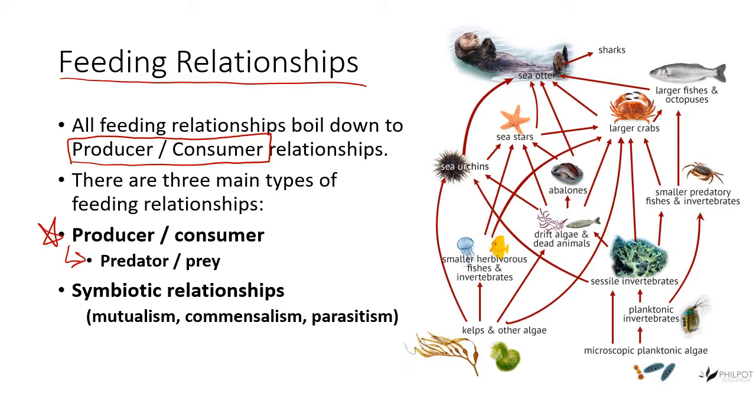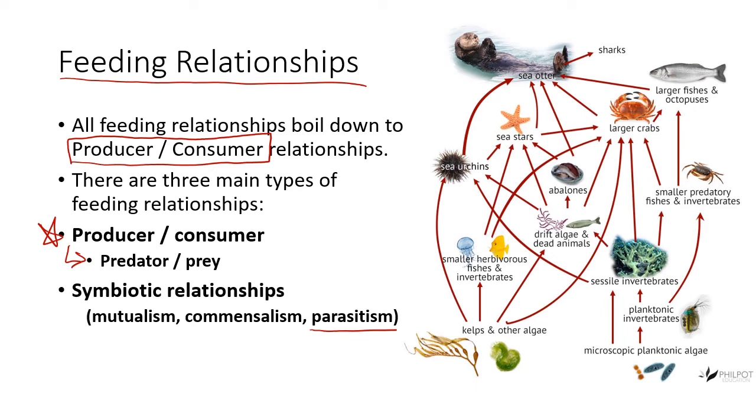We also have symbiotic relationships, and one of these is definitely a producer-consumer relationship. It has to do with trophic levels and all that stuff, and that's parasitism. The other two may or may not have to do with feeding at all.